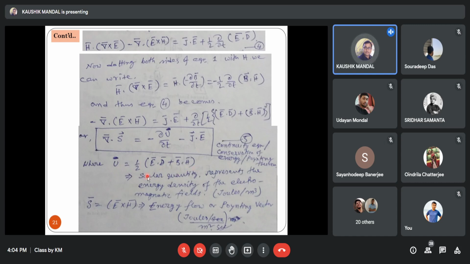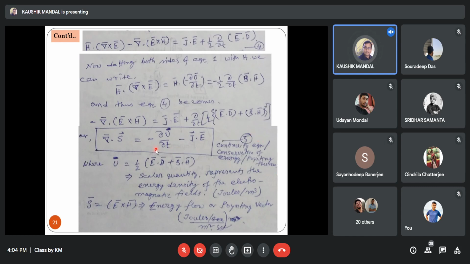This is not a vector, rather it is a scalar quantity, and it represents the energy density of the electric field and magnetic field. This is the energy density associated with the electric field, and this is the energy density associated with the magnetic field, half of E dot D, half of B dot H. So this equation number 5 is basically known as the continuity equation, or the conservation of energy, and this is the Poynting theorem.